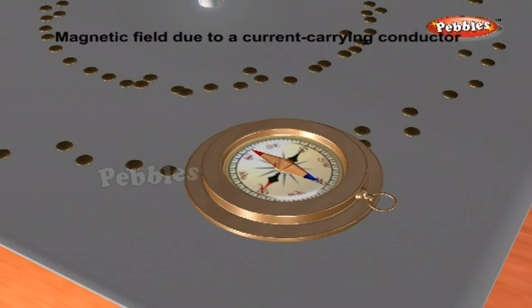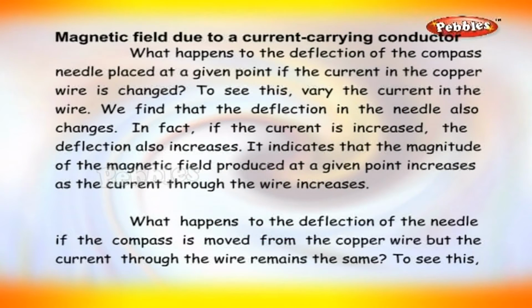The direction of the north pole of the compass needle would give the direction of the field lines produced by the electric current through the straight wire at point P. Show the direction by an arrow. Thus, the direction of magnetic field lines gets reversed if the direction of current through the straight copper wire is reversed. What happens to the deflection of the compass needle placed at a given point if the current in the copper wire is changed? To see this, vary the current in the wire.